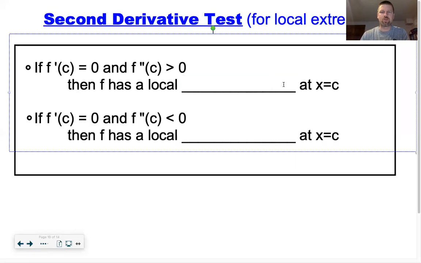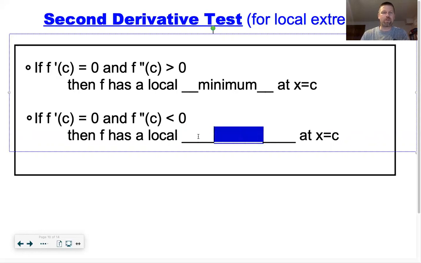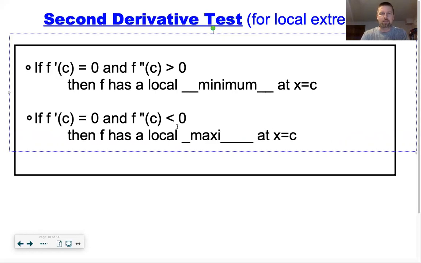So if you know the first derivative is 0 and you know you're concave up, you have a minimum value, a minimum point. Same thing the other way around. If your first derivative is 0 and your second derivative is negative, that means you're concave down with a horizontal tangent. That means you're at the very highest point of that curve, which means you are at a maximum.